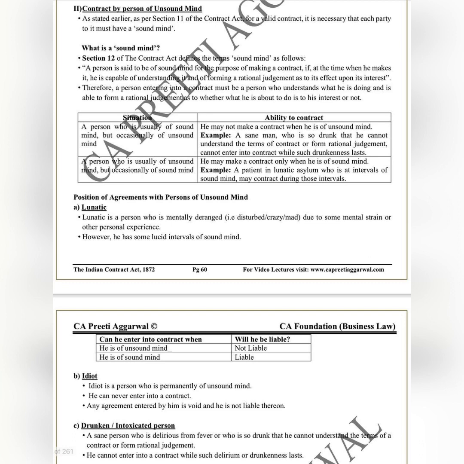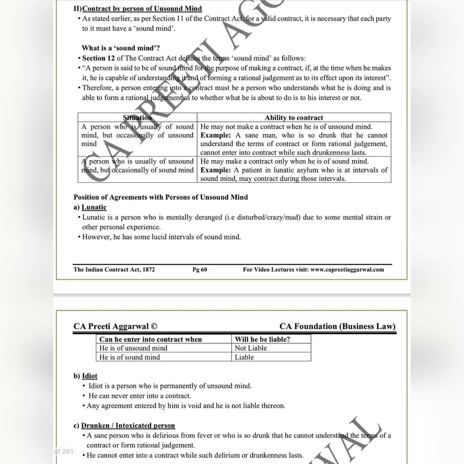What if a person is termed as a lunatic? Lunatic means a person who is mentally deranged, he's disturbed, mad, crazy due to some personal experience. He can enter into a contract only when he is of sound mind. Idiot is someone who is permanently incapable of entering into a contract. He can never enter into a contract. Okay, so he's permanently incapable. He can never enter into a contract. The agreement with him is void.